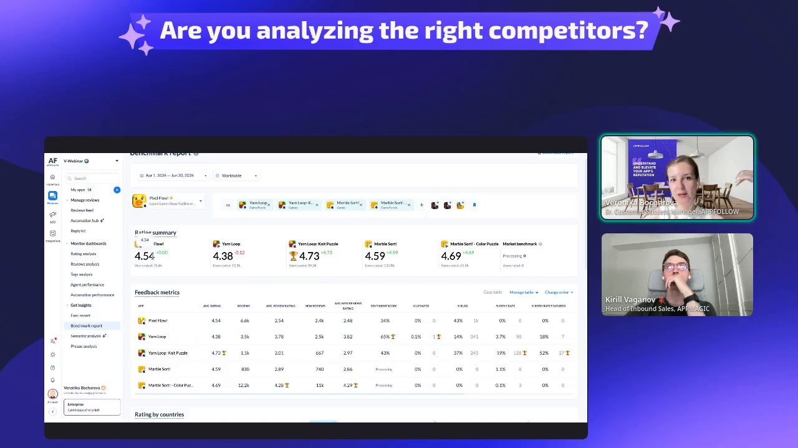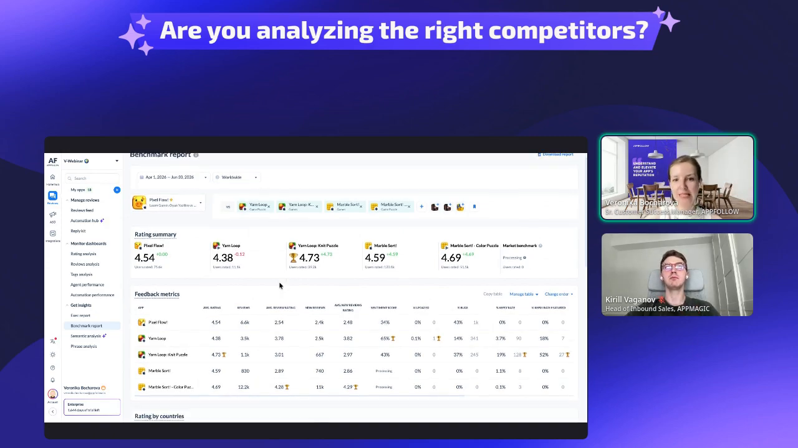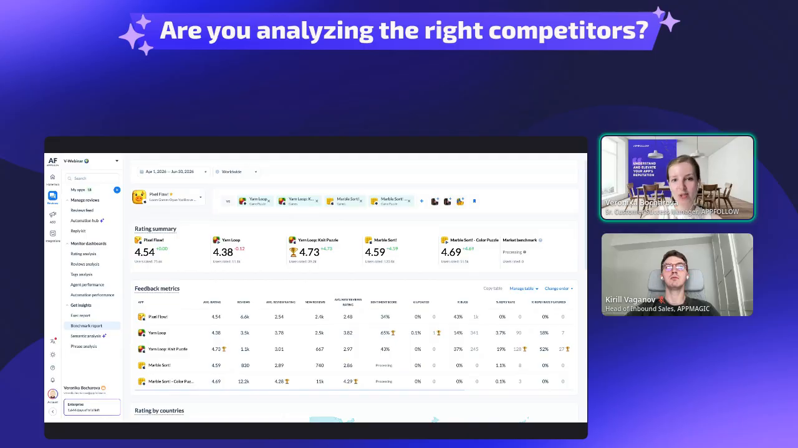So these parameters are super important. That's why we're moving them forward. So we can see here, for example, the Pixel Flow is really high in terms of the average rating, but Yarn Loop is winning, at least for the App Store application. Then for Google Play, it's a different story, but we want to take a look at all the stores they support, all the stores we can analyze here.